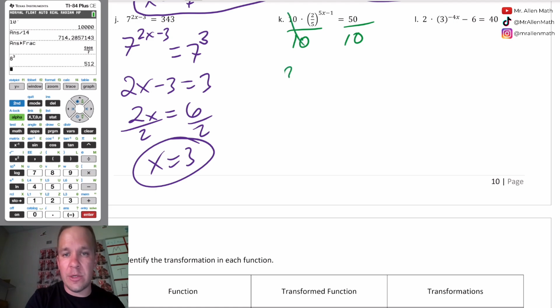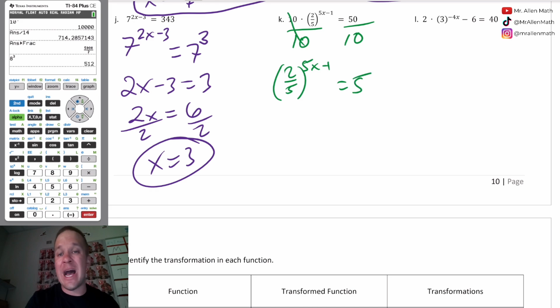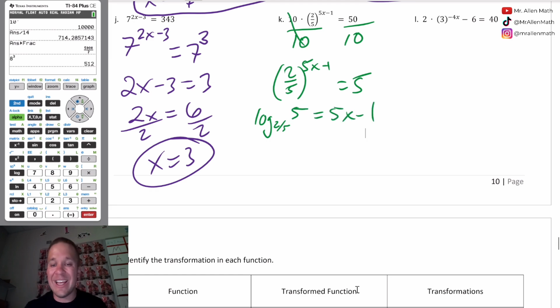Divide by 10. I end up with 2 over 5 to the 5x minus 1 equals 5. Now, I'm going to loop and swoop this. So we're going to have log base 2/5 of 5 equals 5x minus 1. In case you don't know how to do this, I'm going to pull up that calculator. I hit math, alpha, math. I can type in 2 divided by 5, arrow over, 5, hit enter. Then I'm going to add 1, and I will divide by 5.